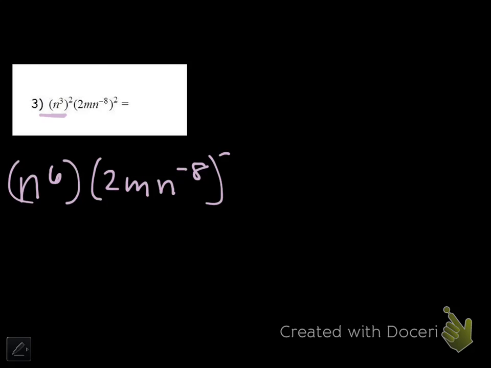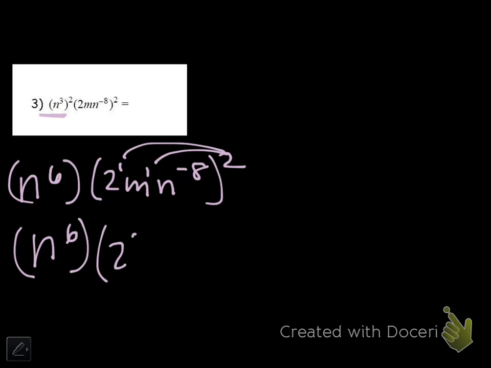Okay, so this one, 5 times 3, m to the 15th. We got this one. Let's do that one first. We're going to have n to the 6th, and then we still have this 2m and -8, 2. So we're going to put 1s in all these places here, and then we're going to distribute this. So we're going to get n to the 6th times 2 squared, m squared, n to the -16.